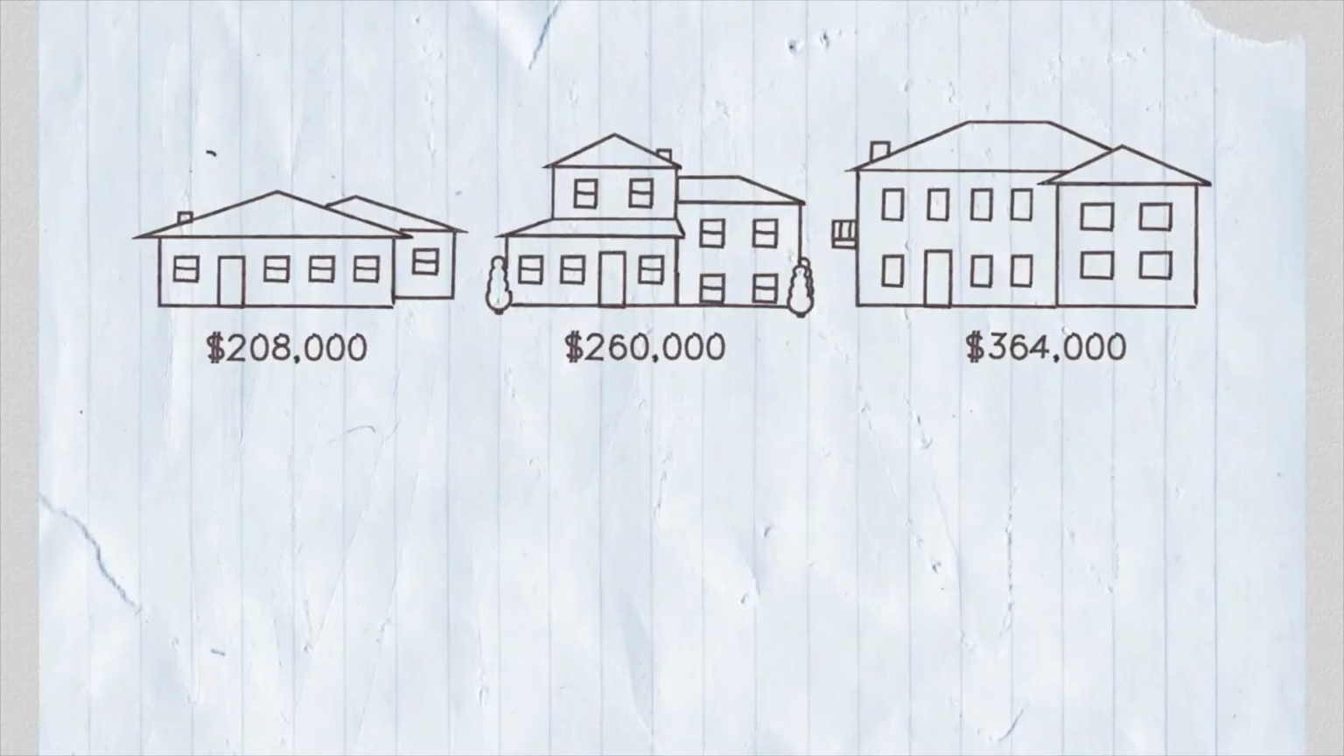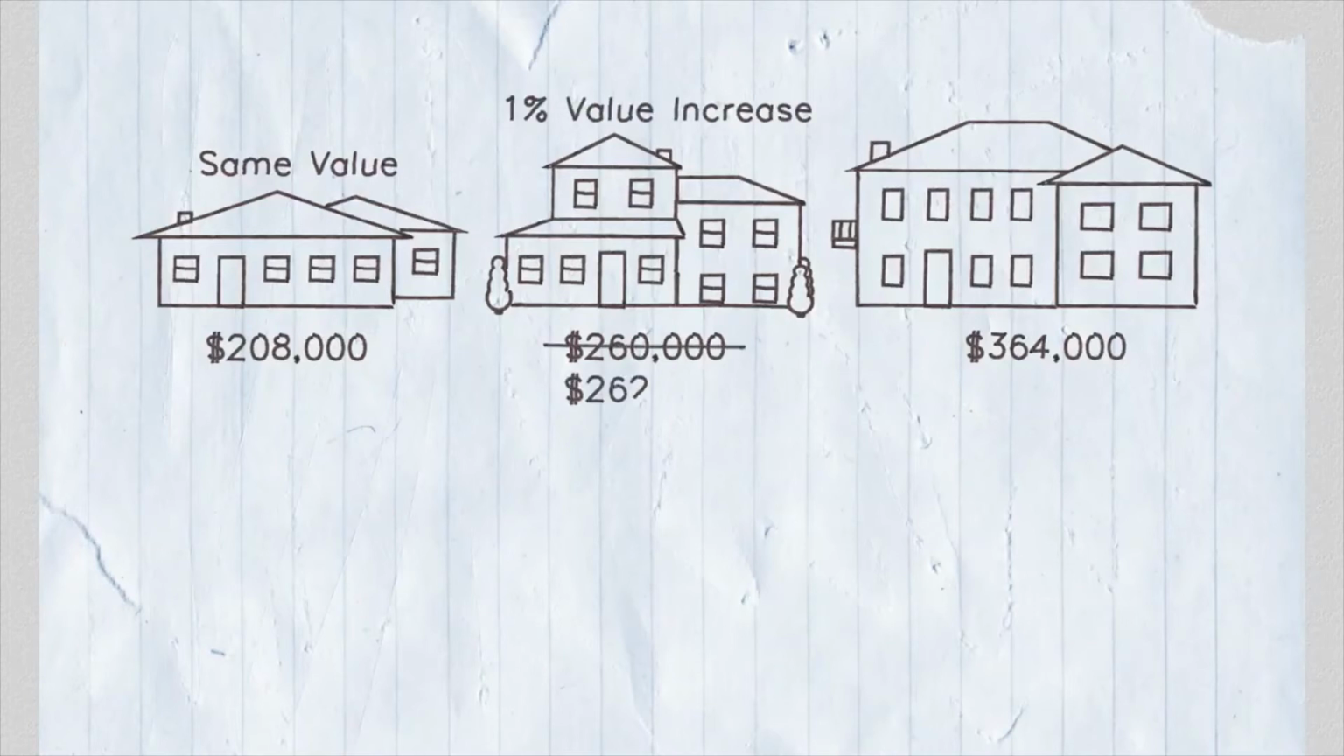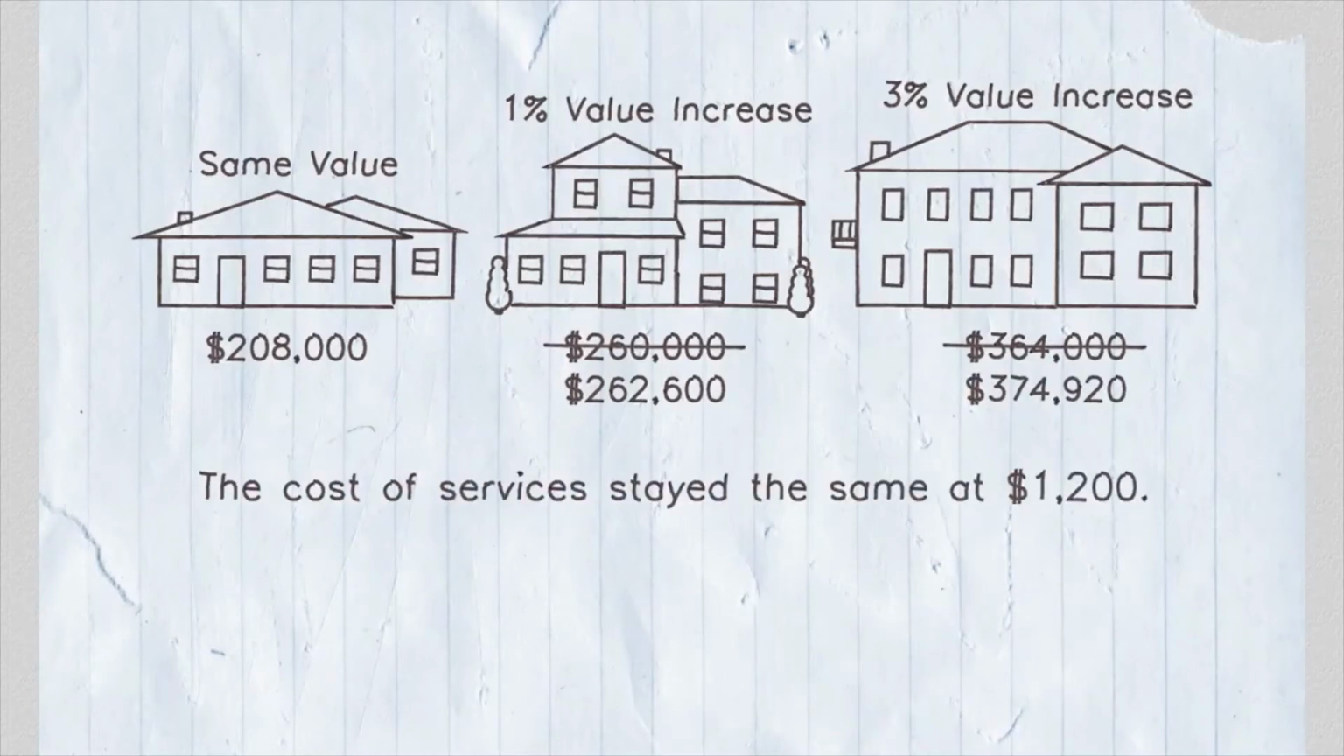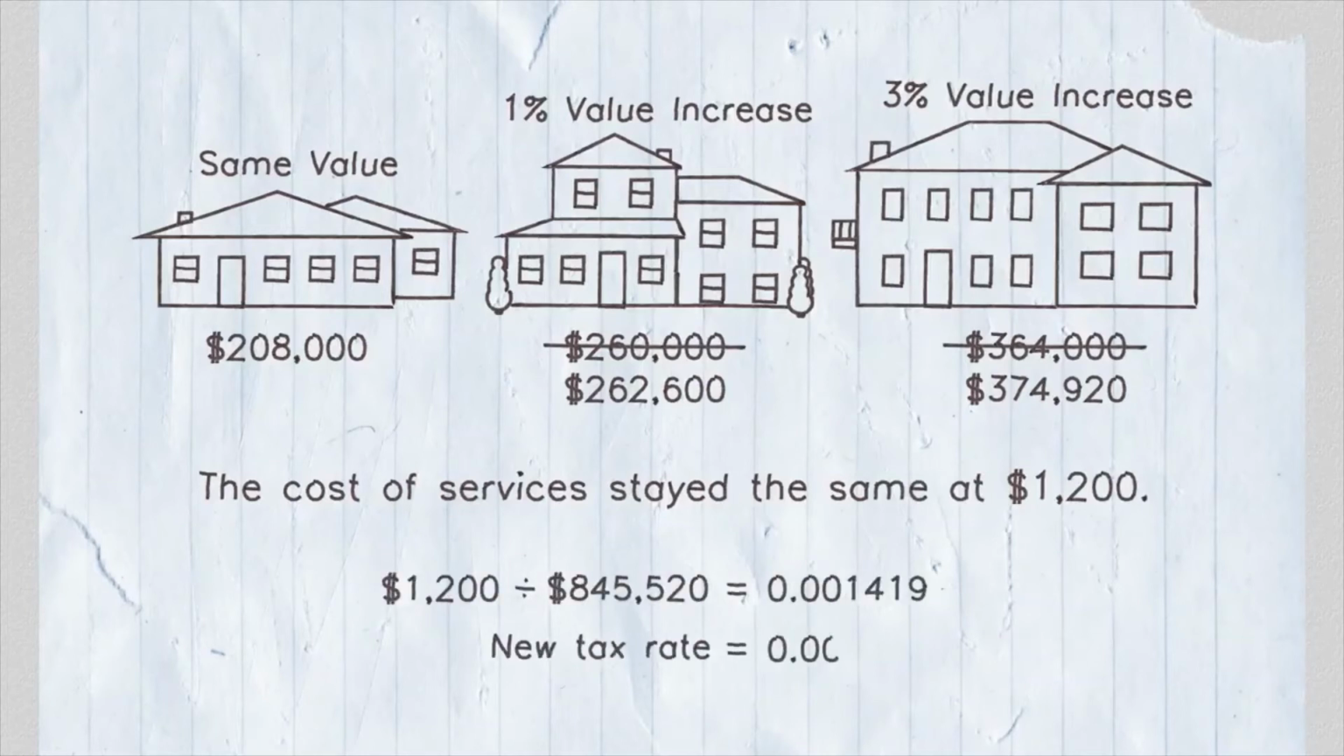Home 1 remained at the same value, $208,000. Home 2 increased by 1%, $262,600. And Home 3 increased 3%, $374,920. The cost of services stayed the same at $1,200. Here's the math. $1,200 divided by the new assessment total equals the new tax rate.